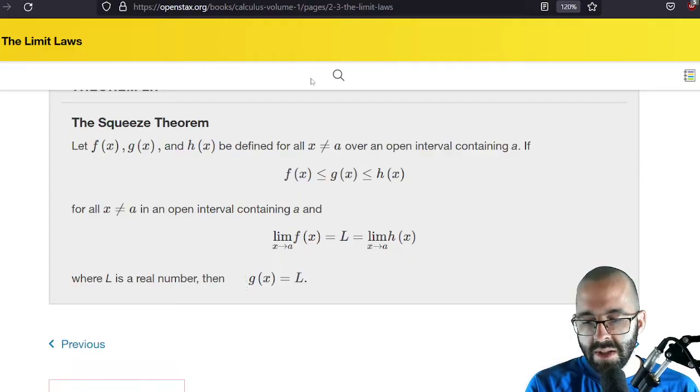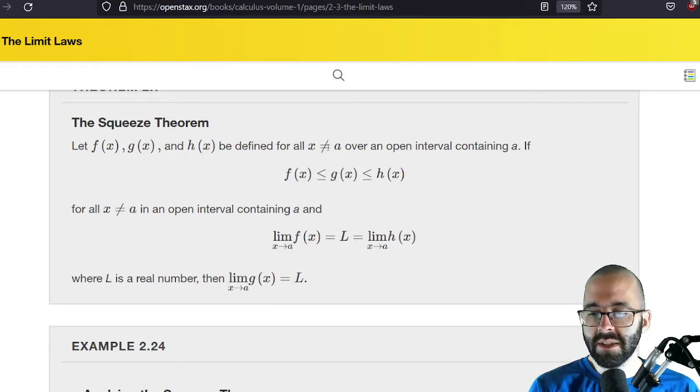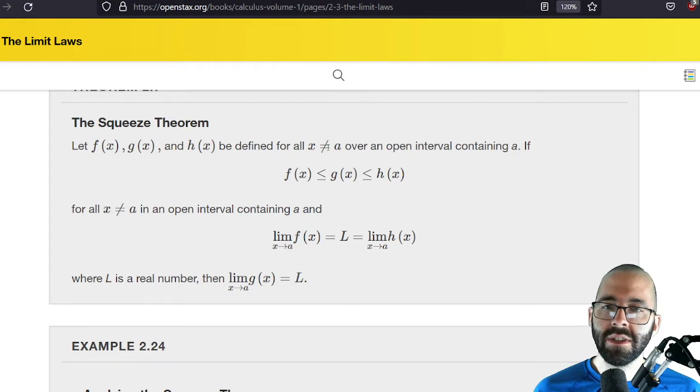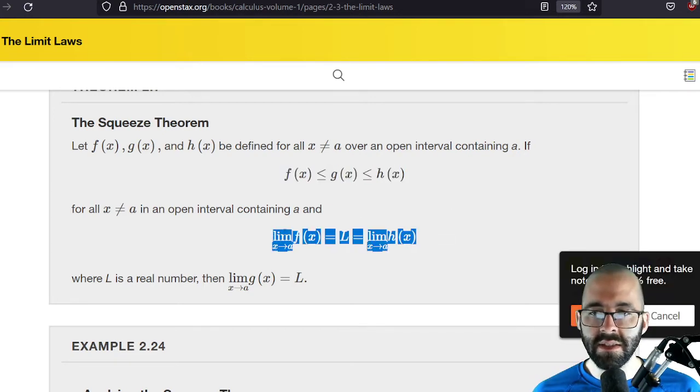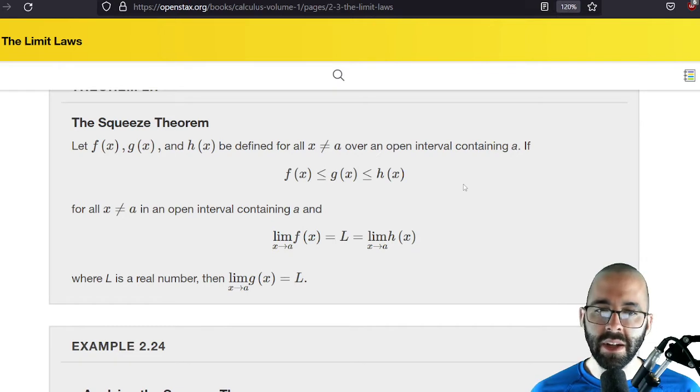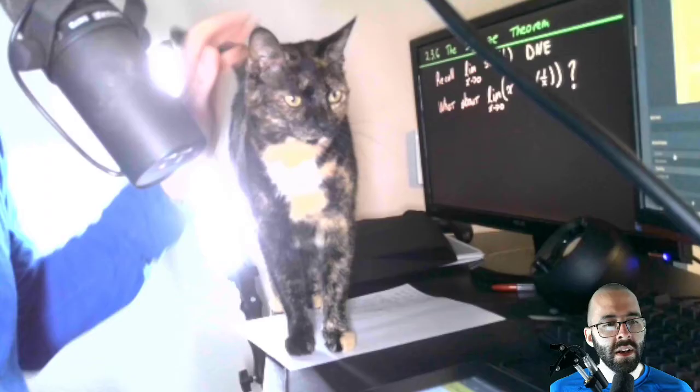So to use the squeeze theorem, you do have to confirm these things. And I'm not going to really make you confirm too much about function definitions, but this and this are the really, really big things that I am going to be asking you to do. Okay?